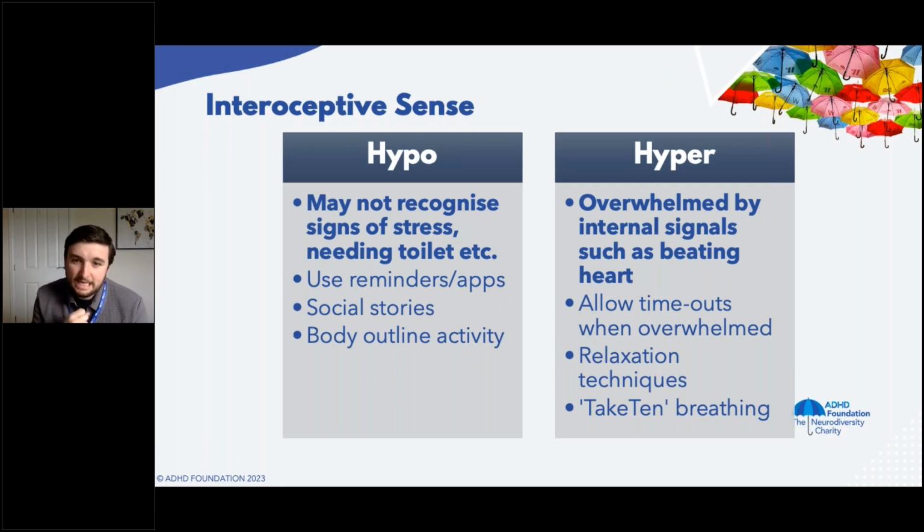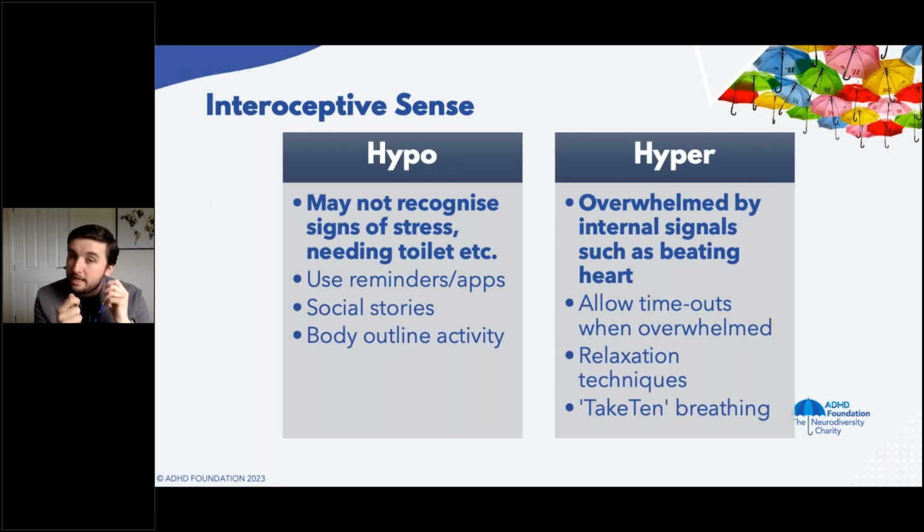So for these kids, allowing timeouts as much as possible when they do feel that, incorporating relaxation techniques and breathing techniques as much as possible can really help, because obviously that's going to slow our heartbeat down. Take 10 breathing is a great way of doing this, especially for these kids. You might have heard of it before. It does come at a cost, I think, but essentially it's an iPad app, and you get a little sensor with it.